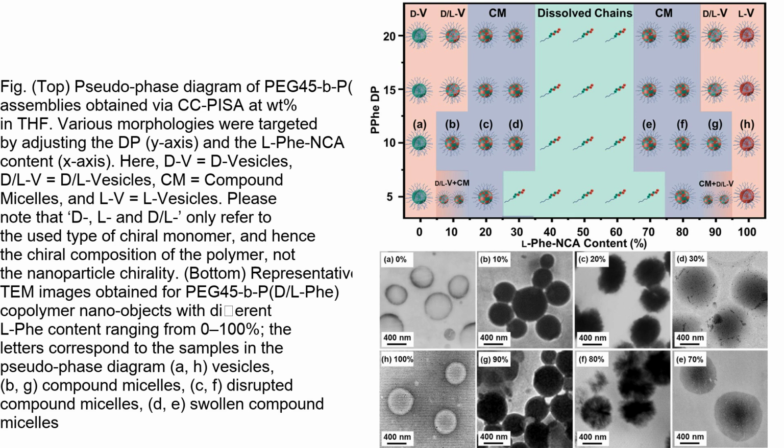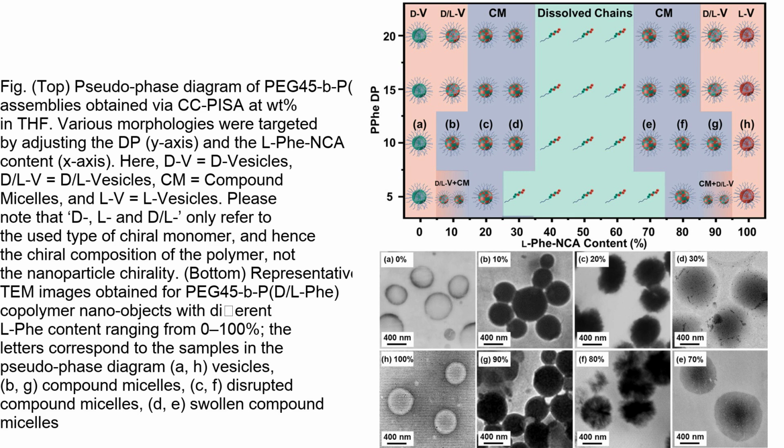Pseudo-phase diagram of nanoparticles formed from homochiral and heterochiral formulations. The figure presents a pseudo-phase diagram of PEG45-BP-(D,L-Phi)x assemblies obtained via chirality-controlled polymerization-induced self-assembly, CC-PISA, at 15 wt% in THF. The diagram shows the various morphologies of the self-assembled nanoparticles that can be targeted by adjusting the core-forming block DP and the L-Phi NCA content.